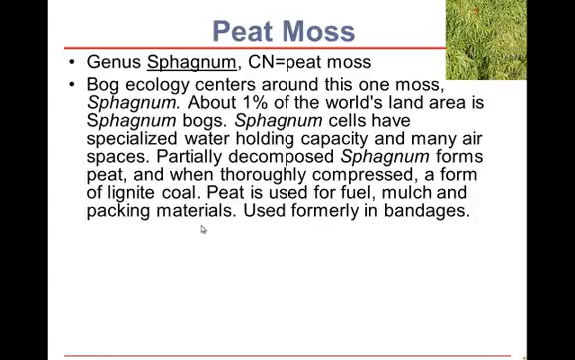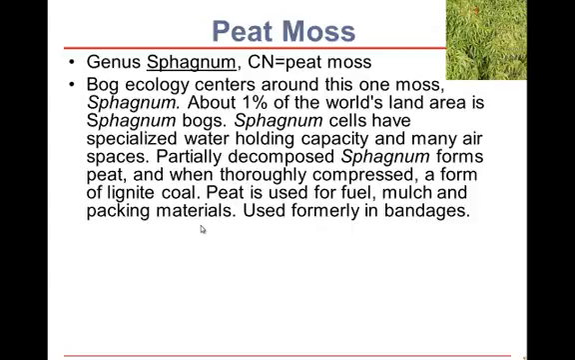In Ireland and other places, they cut little strips of peat and let it dry for several weeks, and then they burn it in an electrical cogeneration plant to produce steam, and that turns a steam turbine, which makes electricity. They also used peat moss in the past in bandages because the peat moss has special cells that are absorptive.